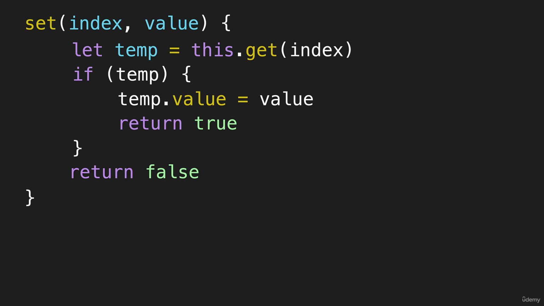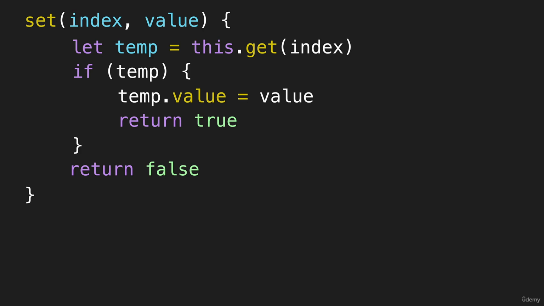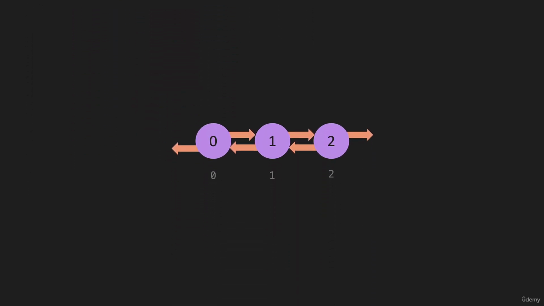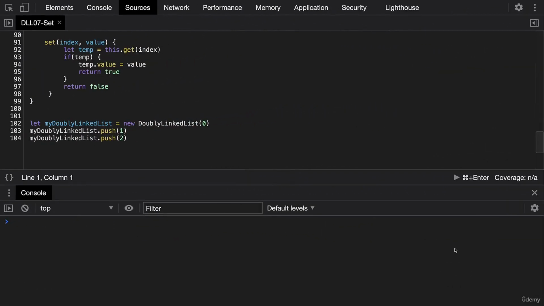We will look at this code in a moment in DevTools. We will create a doubly linked list that looks like this. Then we will change the value at the index of 2 to 99. Okay, so let's flip over to DevTools and take a look at this code.